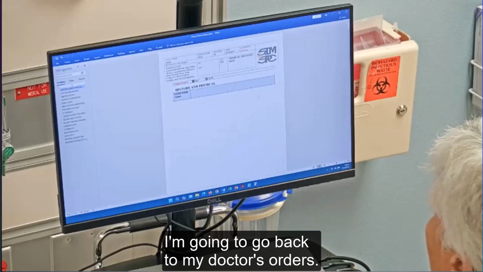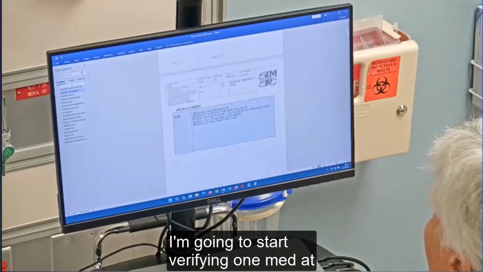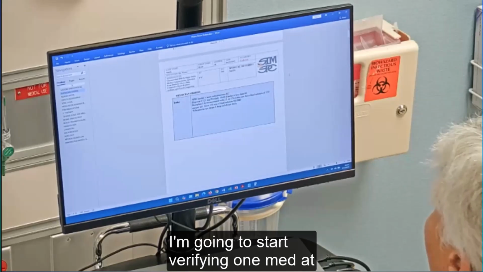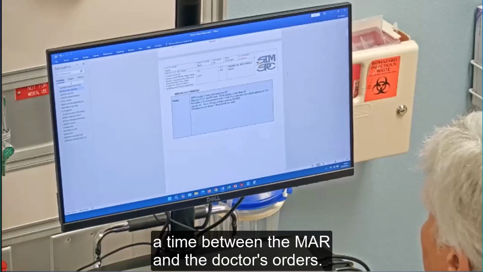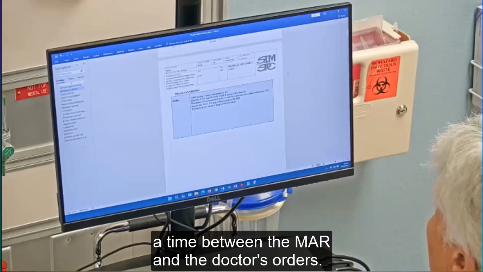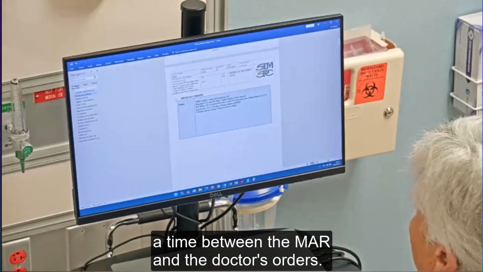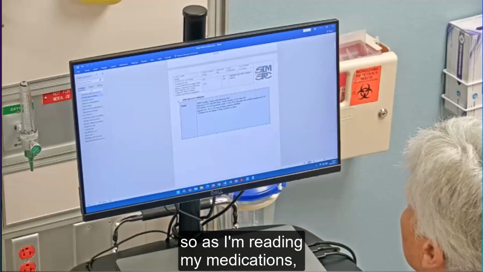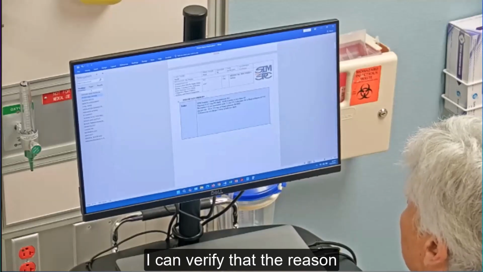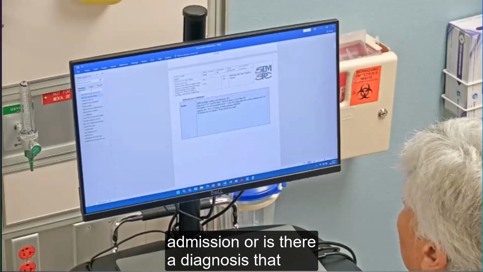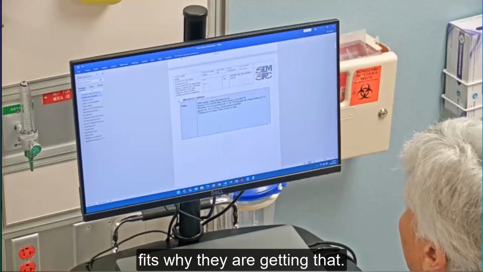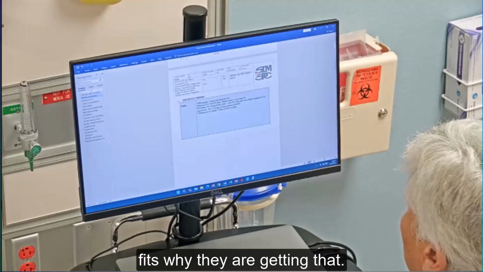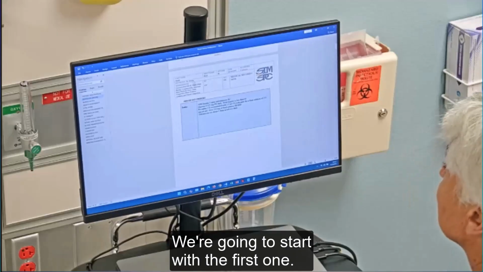So I'm going to go back to my doctor's orders, and I'm going to start verifying one med at a time between the MAR and the doctor's orders. I read the admission diagnosis, so as I'm reading my medications, I can verify that there is a diagnosis that fits why they are getting that. So we're going to start with the first one.